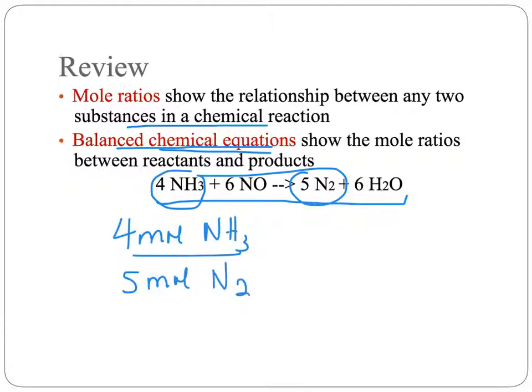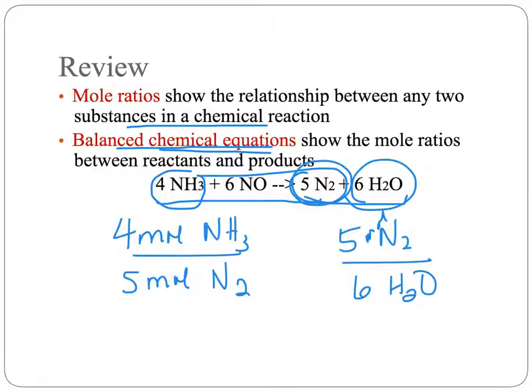gas. Or you could do a relationship between the two products, that this reaction makes 5 moles of nitrogen gas and 6 moles of water, or any other combination of reactants and products. So you're not limited to what two substances you're comparing. You compare any two substances in a mole ratio depending upon what you're trying to calculate.